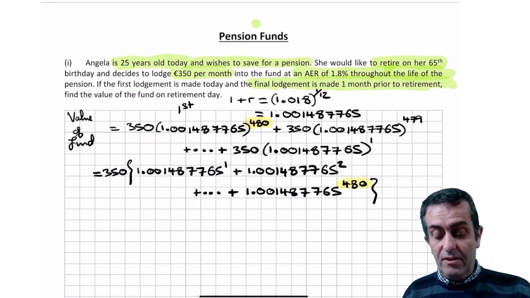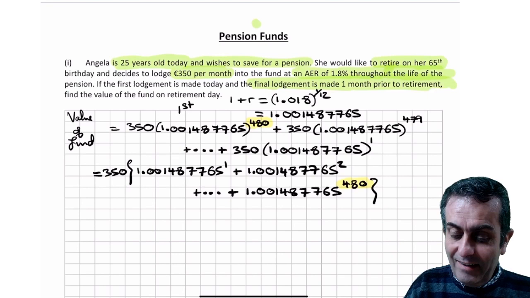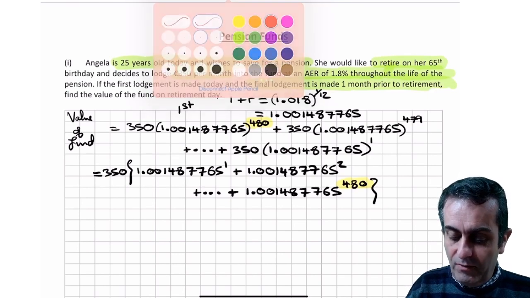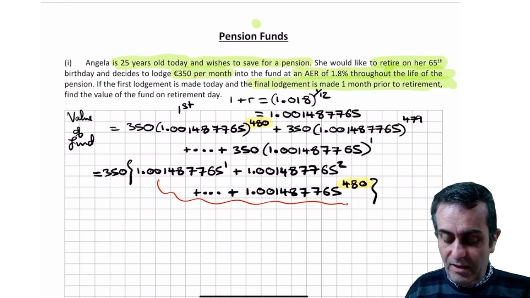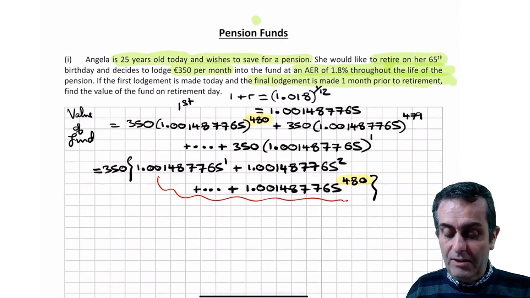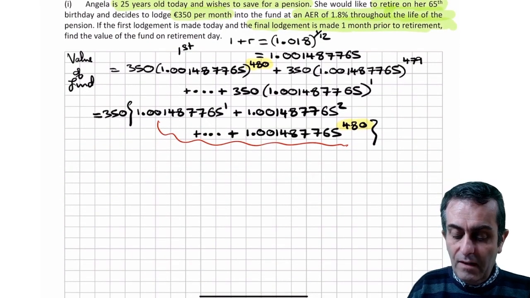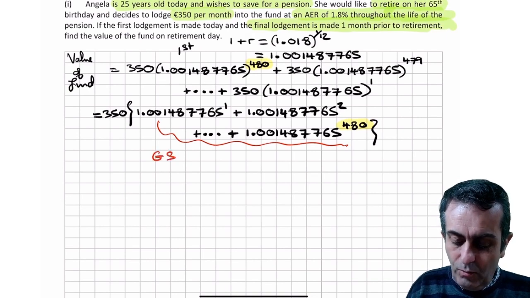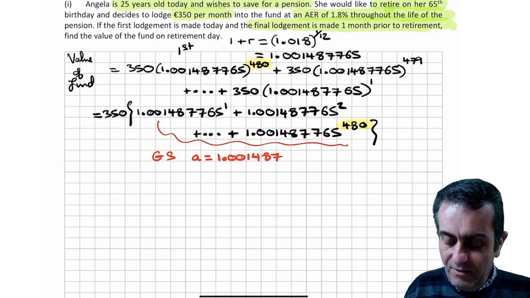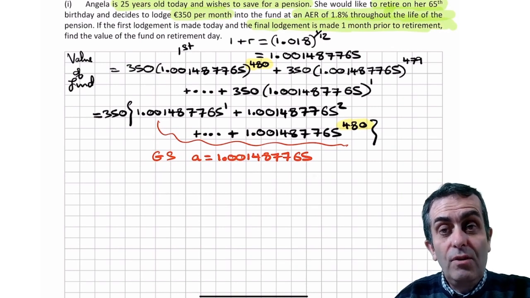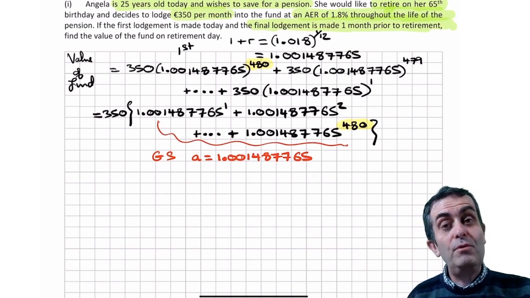Okay, we reverse the order of the powers. Now, as in most of the questions that we've done, we notice that inside here in our curly brackets, we have a geometric series. It's a geometric series with the first term equal to 1.001487765.